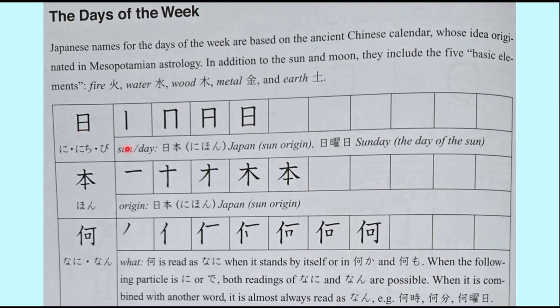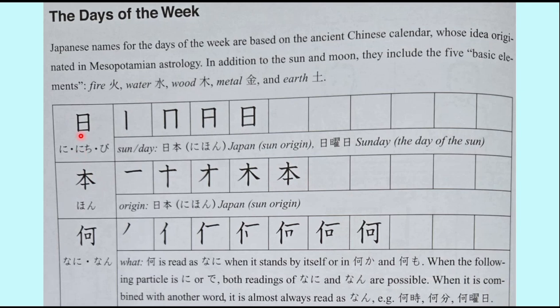Then the second character is hon, which means origin or root. It also means book. So this is the first stroke. As you can see, it looks like a tree, and since this is origin, that's why this is the ground level and this is the root. So this is origin or root. First stroke, second stroke, third stroke, fourth stroke, and fifth stroke. In 5 strokes, this hon will be written.